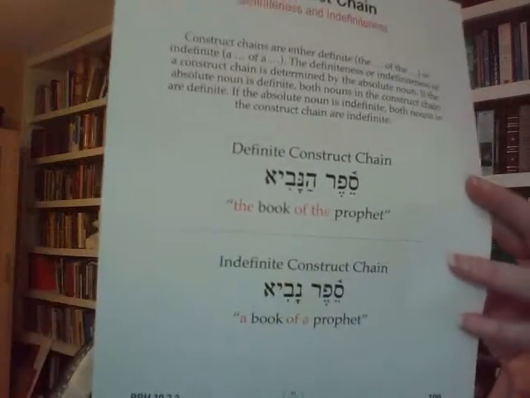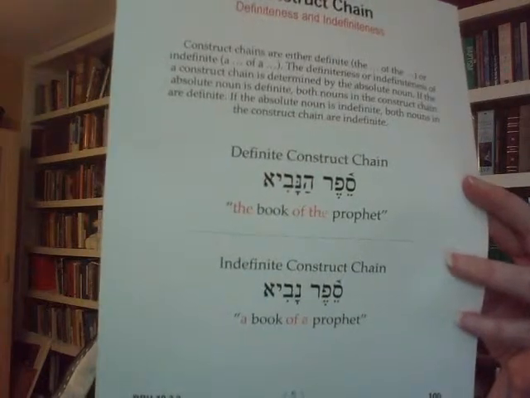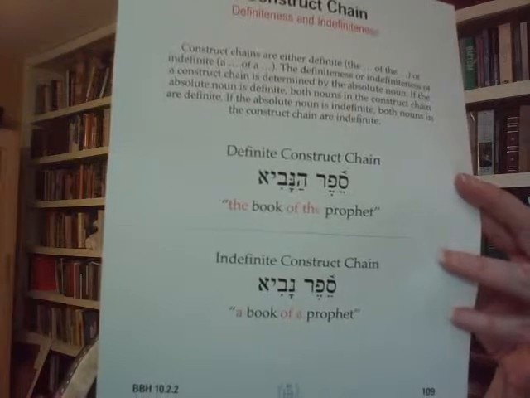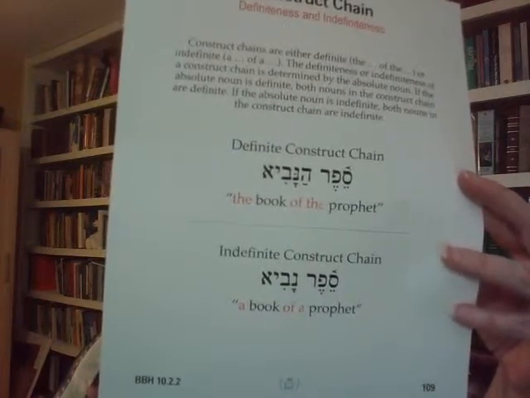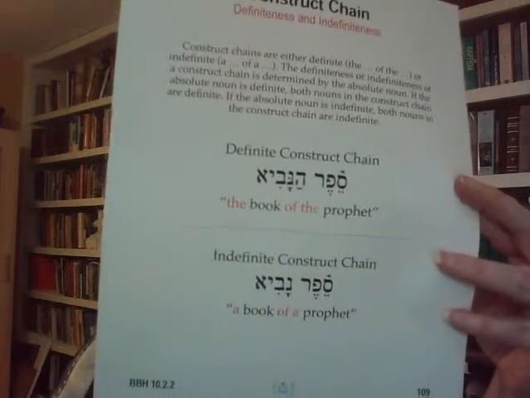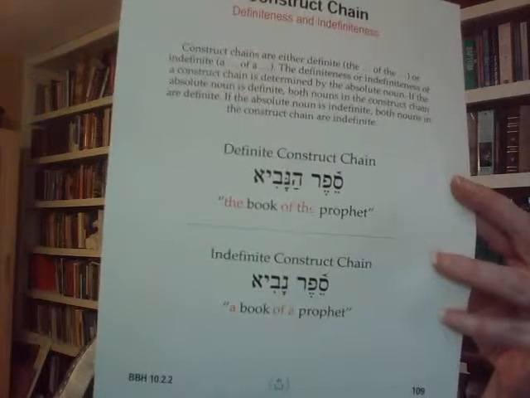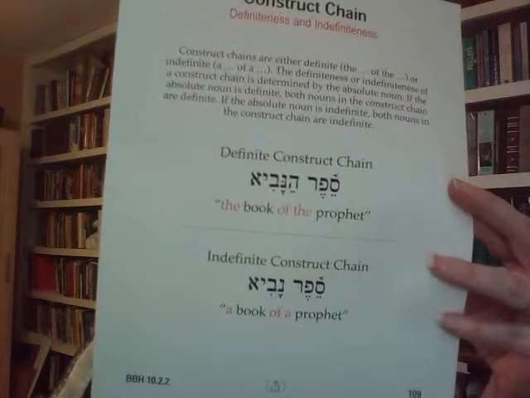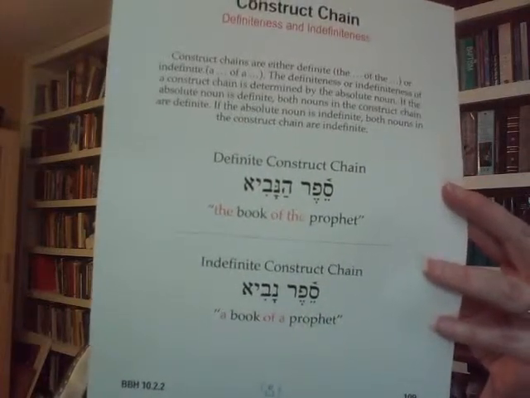Construct chains are either entirely definite or entirely indefinite, but the construct noun will not take the definite article. The definiteness or indefiniteness of a construct chain is determined by the definiteness or indefiniteness of the absolute noun. This is just a review of what I've already said. Therefore, a construct chain is definite if the absolute noun is definite, and indefinite if the absolute noun is indefinite.